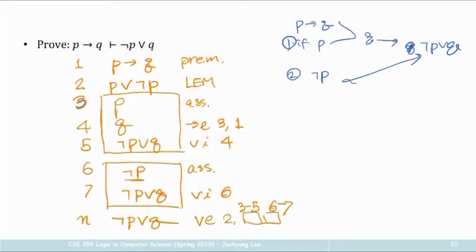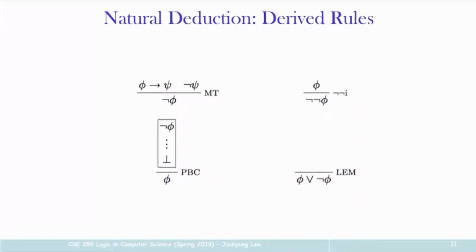Okay. So if you got stuck on what rule to use in natural deduction, think about some informal way you can utilize this information. Okay, so now we have the natural deduction rules. And as I said, you are allowed to use any of the deduction rules, primitive or derived, I don't care.